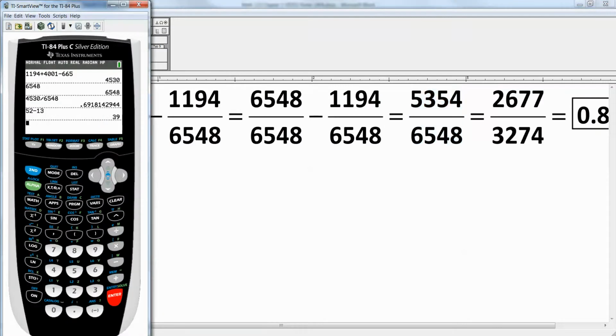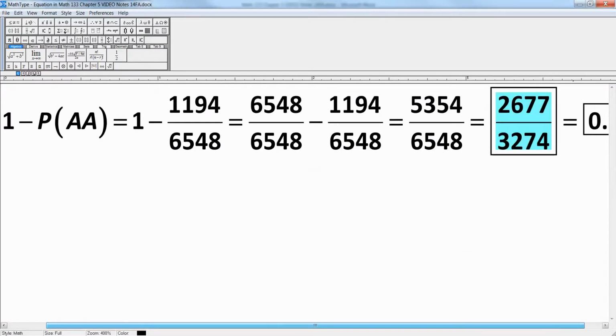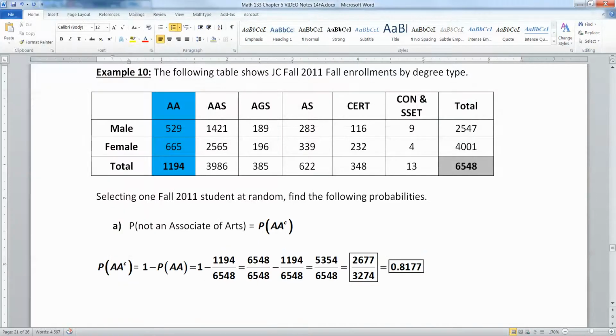Again, I can just use my calculator to do that. 6548, take away 1194. And then I could divide that by 6548. Oops, I didn't do that. 5354 divided by 6548. There we go. And then I press math, number 1, enter, and it'll turn into a fraction for me. So it's a reduced fraction of 2677 over 3274, or it gave me the decimal of 0.8177. And there we have it.